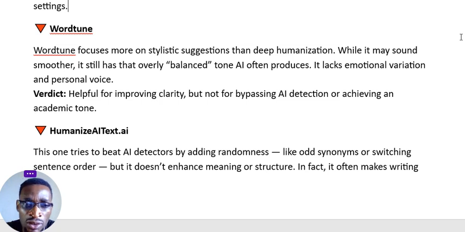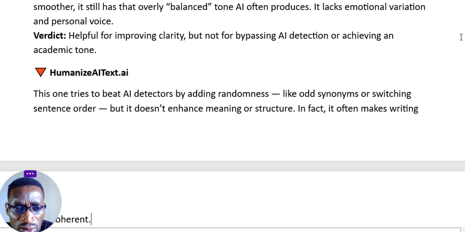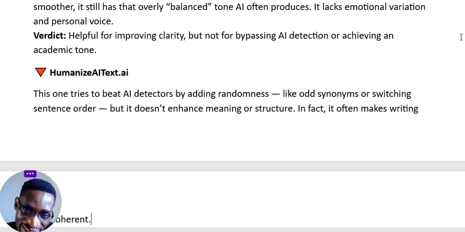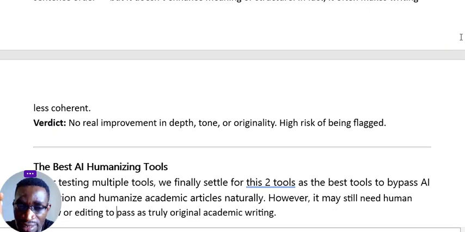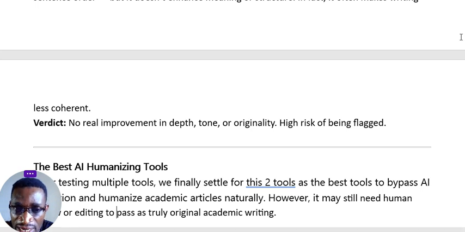I said it earlier. So here we also have HumanizeAIText.ai. We checked that also, and we realized this one tries to beat AI detectors by adding randomness. That's one. I love it for that. Like odd synonyms or switching sentence order, but it doesn't enhance meaning or structure. In fact, it often makes writing less coherent. You need to be very, very observant about this coherency. Now, verdict: no real improvement in depth, tone, or originality. High risk of being flagged.